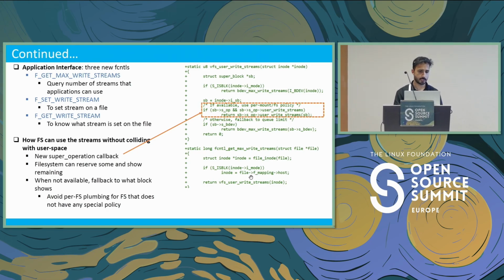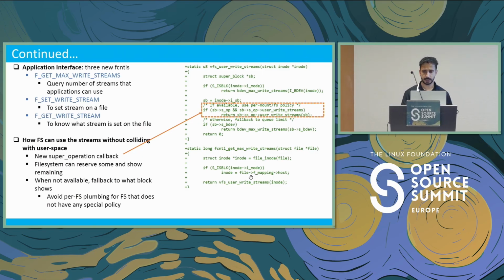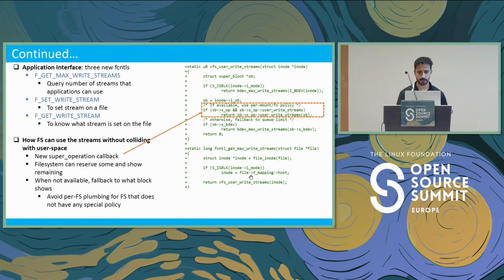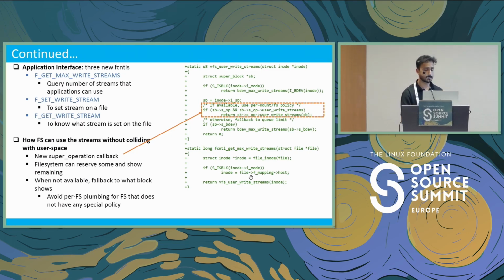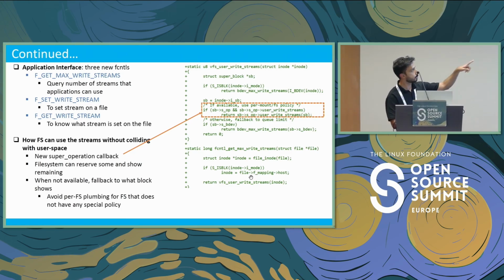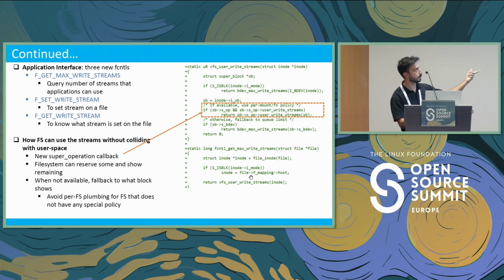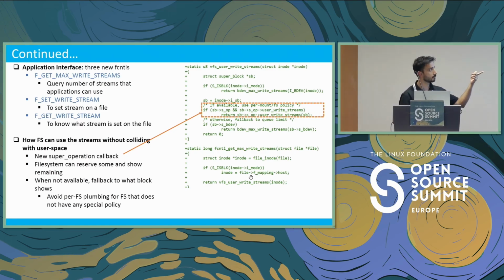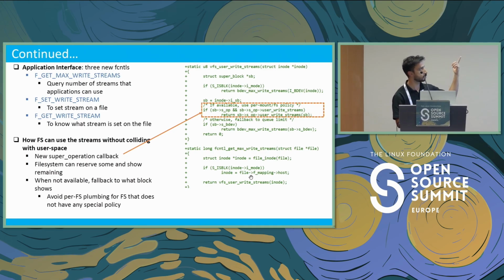And as far as collision is concerned, that is being handled by a new callback in the super operations. The file system can decide to implement this particular callback. If it does, it can decide to reserve some streams for itself, and the remaining can be exposed to the application. This helps to avoid per-file-system plumbing, particularly for file systems which do not have any special policy, because we have a fallback here. If this particular callback is not implemented, we just use whatever is there on the block device. So if the block device is showing 5 streams or 8 streams, they all will be shown to the application.